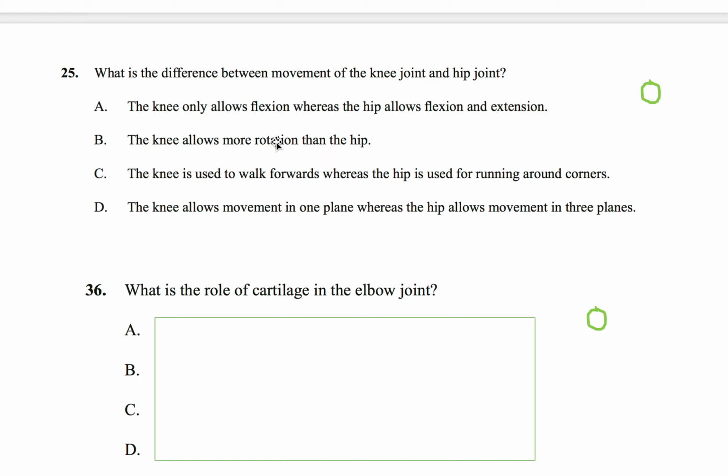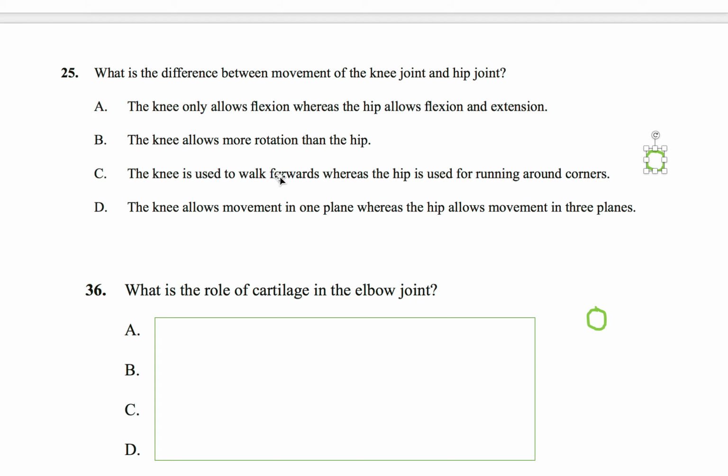So, whereas your hip can do many things. You can move your knee up, sideways, you can rotate it, your hip can do a lot more movements, right? So B would not be correct, because your knee is not more flexible, or your knee cannot rotate more than your hip. So B is also incorrect.